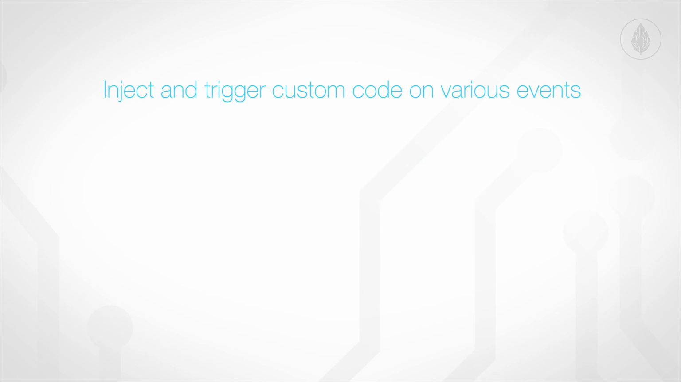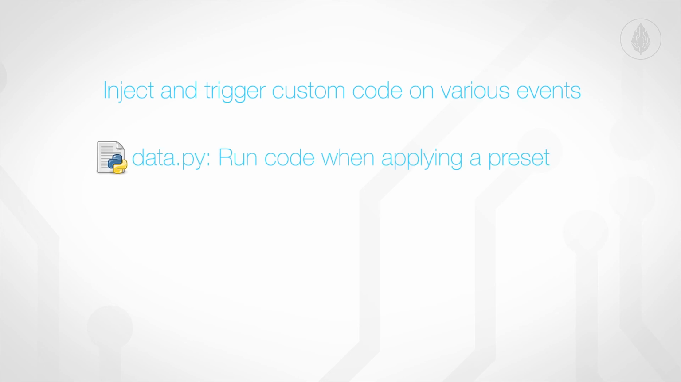You can inject and run custom code in several events. For example, when applying a preset and before and after rendering. All you have to do to make this happen is adding one or several of the following files into your preset. Data.py to run code when applying your preset.